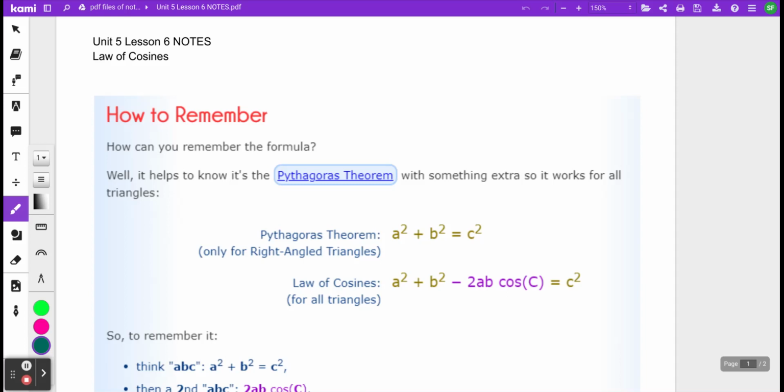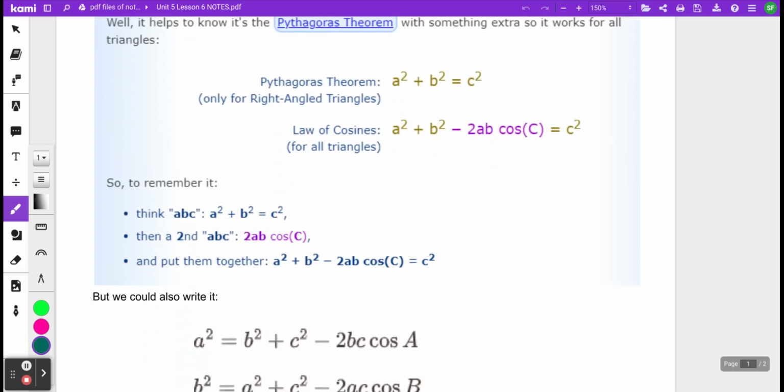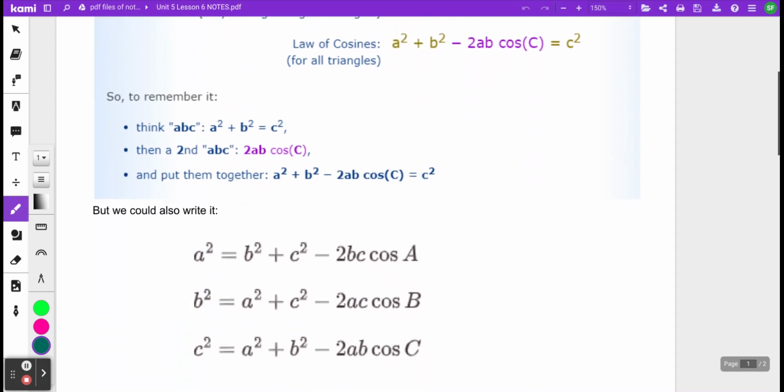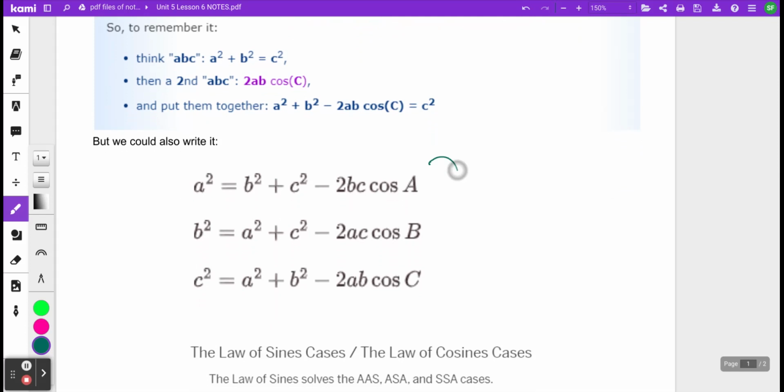Hopefully you remember the Pythagorean theorem, which helped us to work with some triangles. If you remember, a squared plus b squared equals c squared, and we could use that for right triangles. Well, law of cosines is a squared plus b squared minus 2ab cosine C equals c squared. So we did a little bit of that, and we're going to go through and rewrite it to look like the three on the bottom.